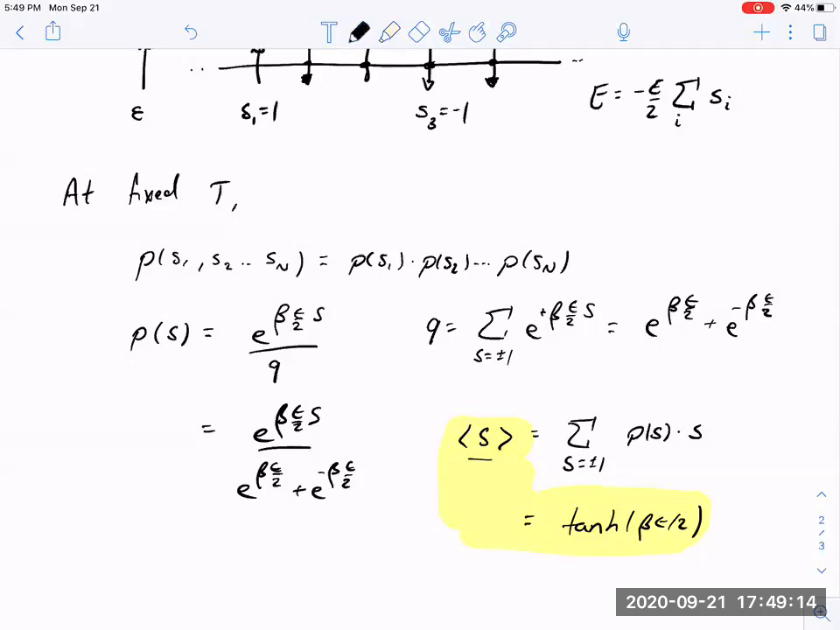If I wanted the total net magnetization, well, that's simply computable from the average magnetization of one specific spin. The total magnetization, the average total magnetization, is an average over a sum of the individual spin variables. If all of the spins are the same, the total magnetization would just be n times that average S. So indeed, I really do have global information from this calculation.